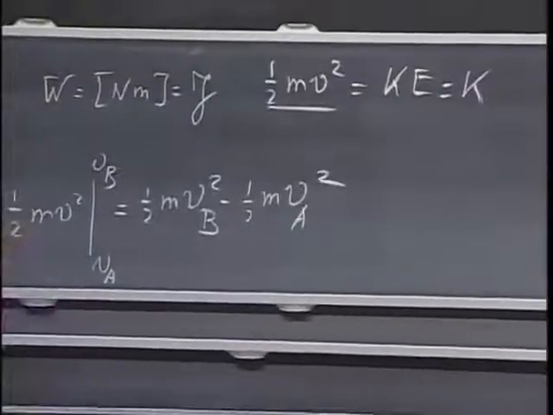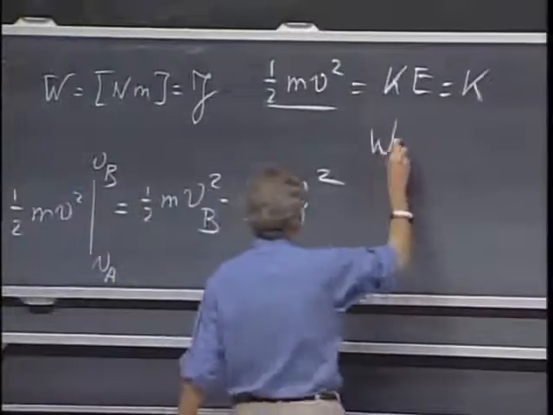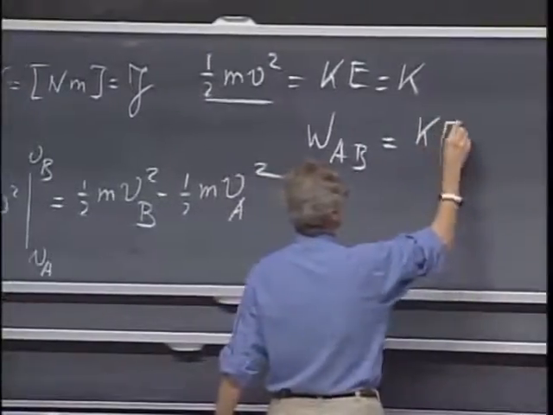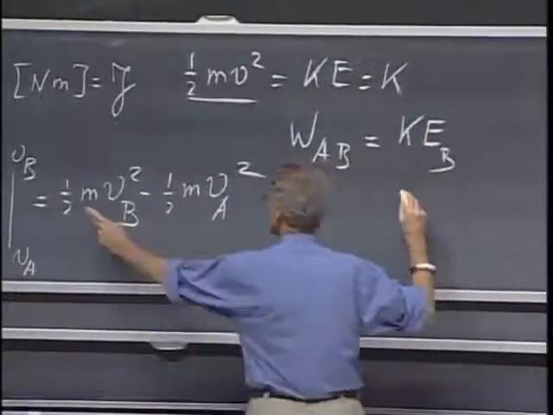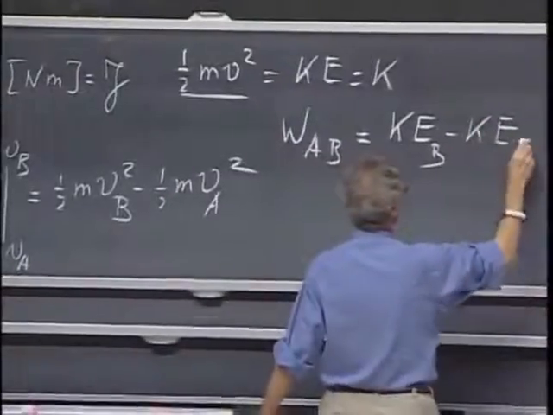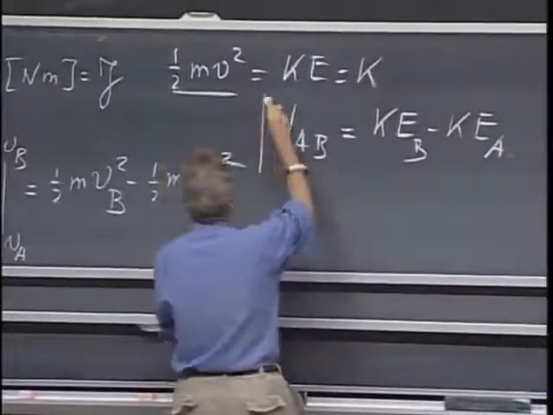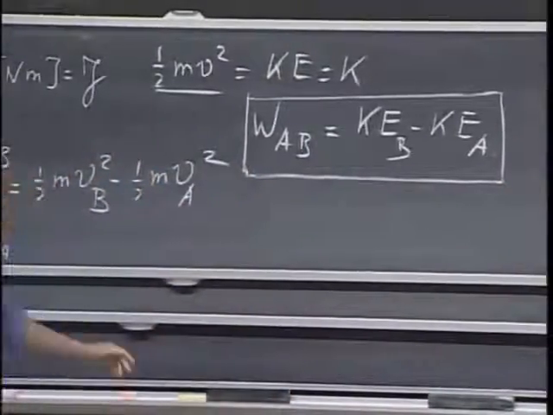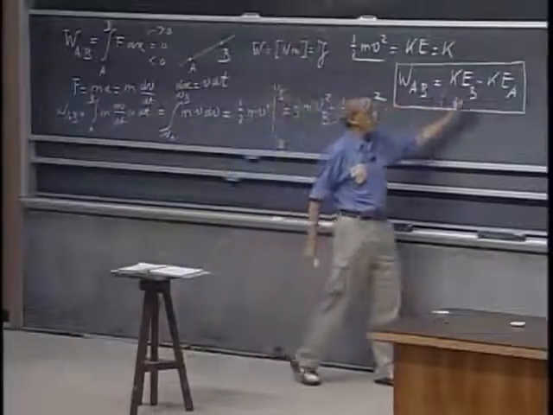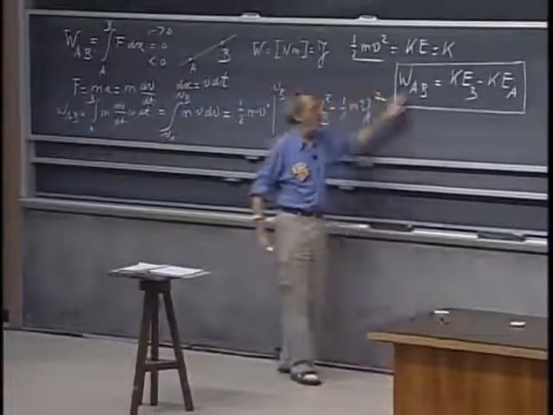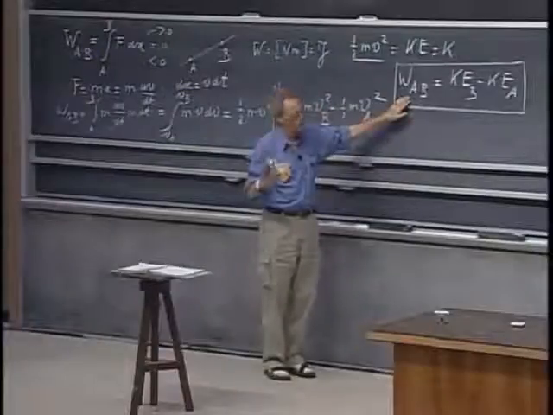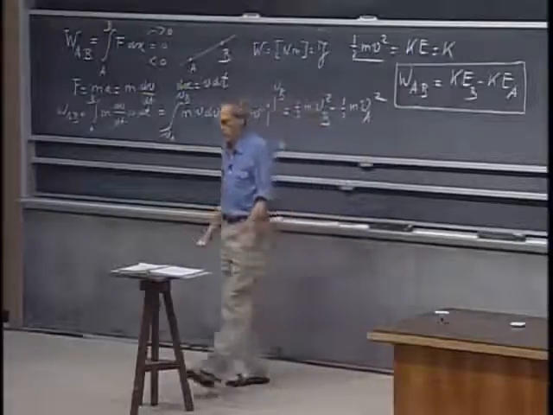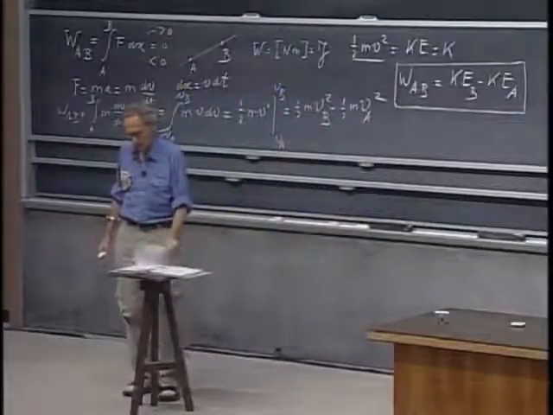And so the work that is done when a force moves from A to B is the kinetic energy at point B, you see that here, minus the kinetic energy at point A, and this is called the work energy theorem. If the work is positive, then the kinetic energy increases when you go from A to B. If the work is smaller than 0, then the kinetic energy decreases. If the work is 0, then there is no change in kinetic energy.